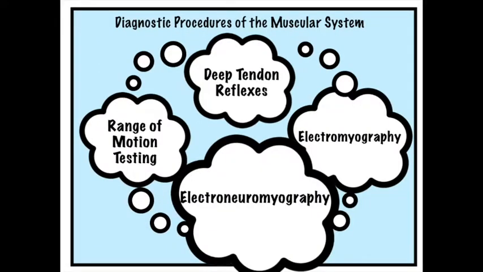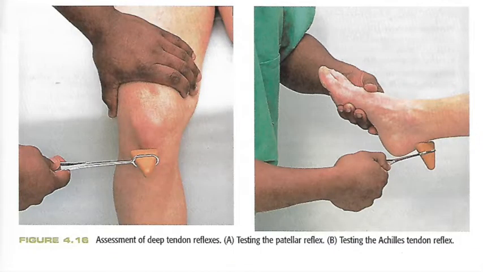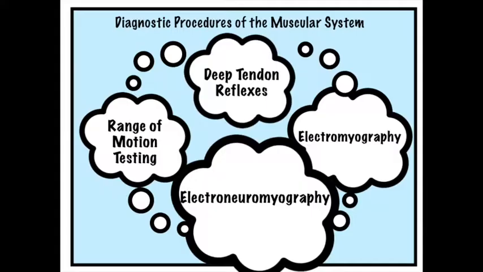Now let's look at the diagnostic procedures of the muscular system. We've got deep tendon reflexes, DTR. Those are tested with a reflex hammer used to strike a tendon. If we look in figure 4.16, it shows reflex testing on the kneecap, the patellar reflex, and the Achilles tendon, calcaneus reflex. No response or an abnormal response may indicate a disruption of the nerve supply of the involved muscles. Reflexes also are lost in deep coma or because of medications such as heavy sedation.